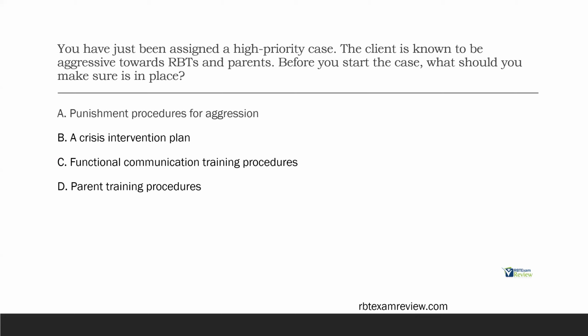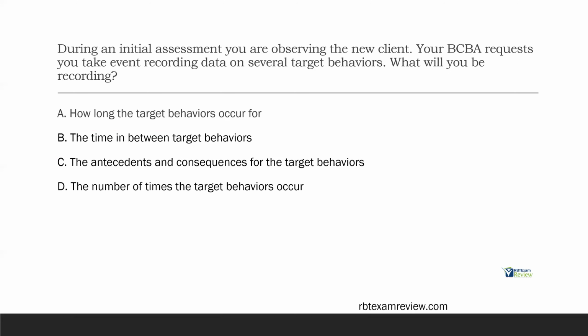And D, parent training procedures. Again, not your role as an RBT. Maybe the parent wants training, maybe they don't. You don't know the situation. I don't know the situation. So D is just not a good answer here, okay? The best answer is a crisis intervention plan.